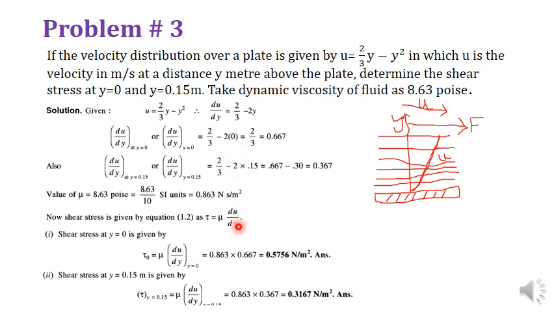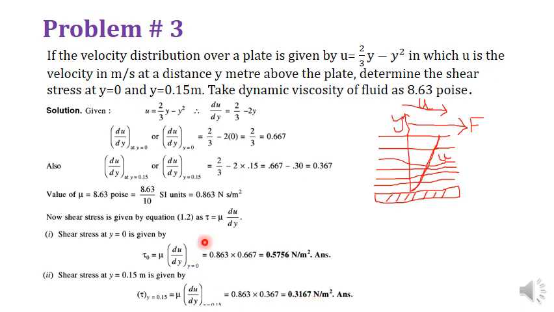If τ is needed to be determined, mu is with you, and du over dy at a particular y distance we have determined earlier. Now input your values in this equation. τ naught, meaning τ at y equal to 0, is mu du over dy. Our mu in the SI system is 0.863, multiplied by du over dy, the rate of change of velocity with respect to y distance, the velocity gradient, or you can also call it the rate of change of strain, but here we are saying it in terms of velocity. So 0.667, and you get 0.5756 Newton per meter square.